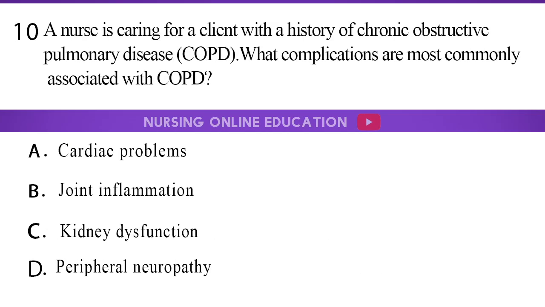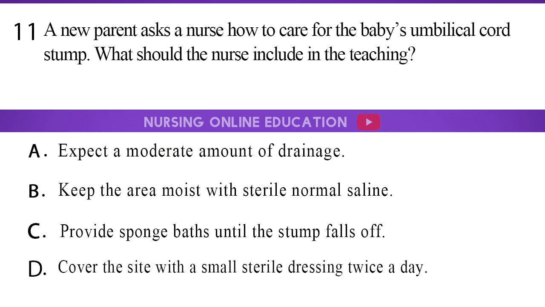10. A nurse is caring for a client with a history of chronic obstructive pulmonary disease, COPD. What complications are most commonly associated with COPD? A. Cardiac problems. B. Joint inflammation. C. Kidney dysfunction. D. Peripheral neuropathy. The answer is option A. Cardiac problems.